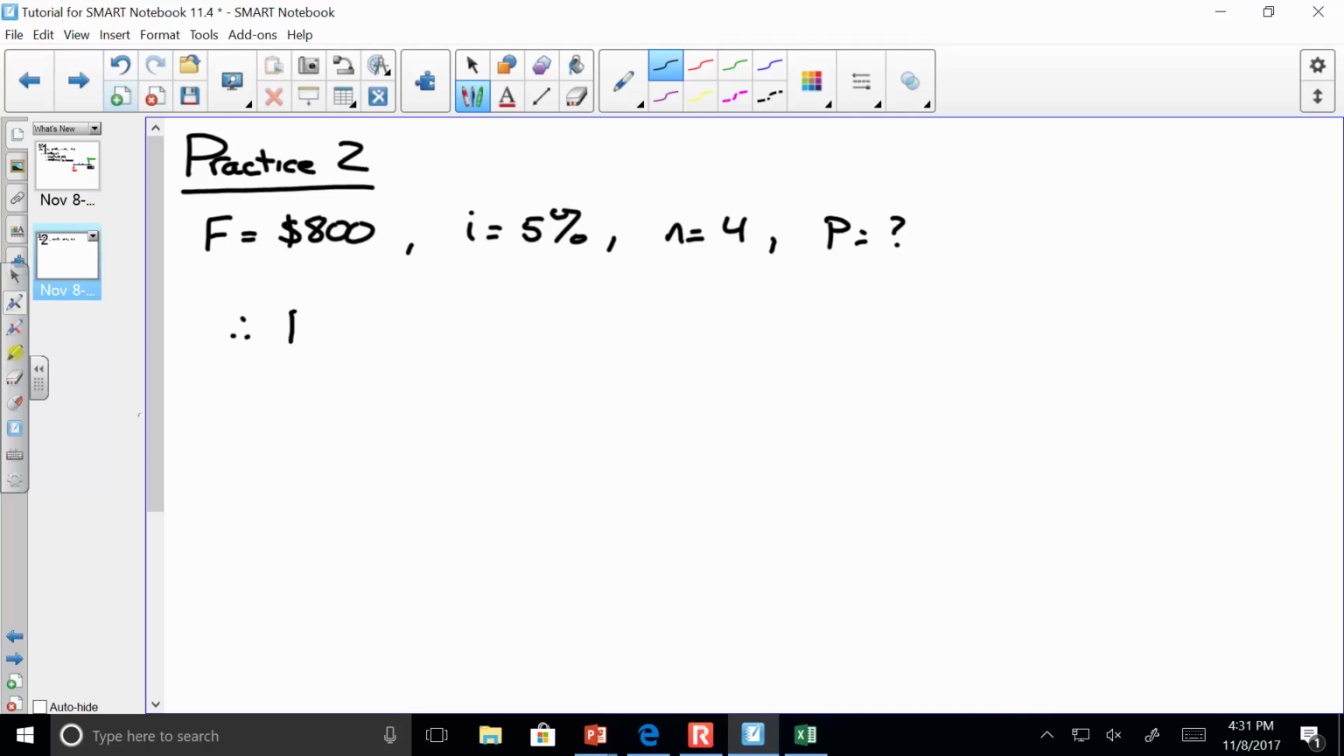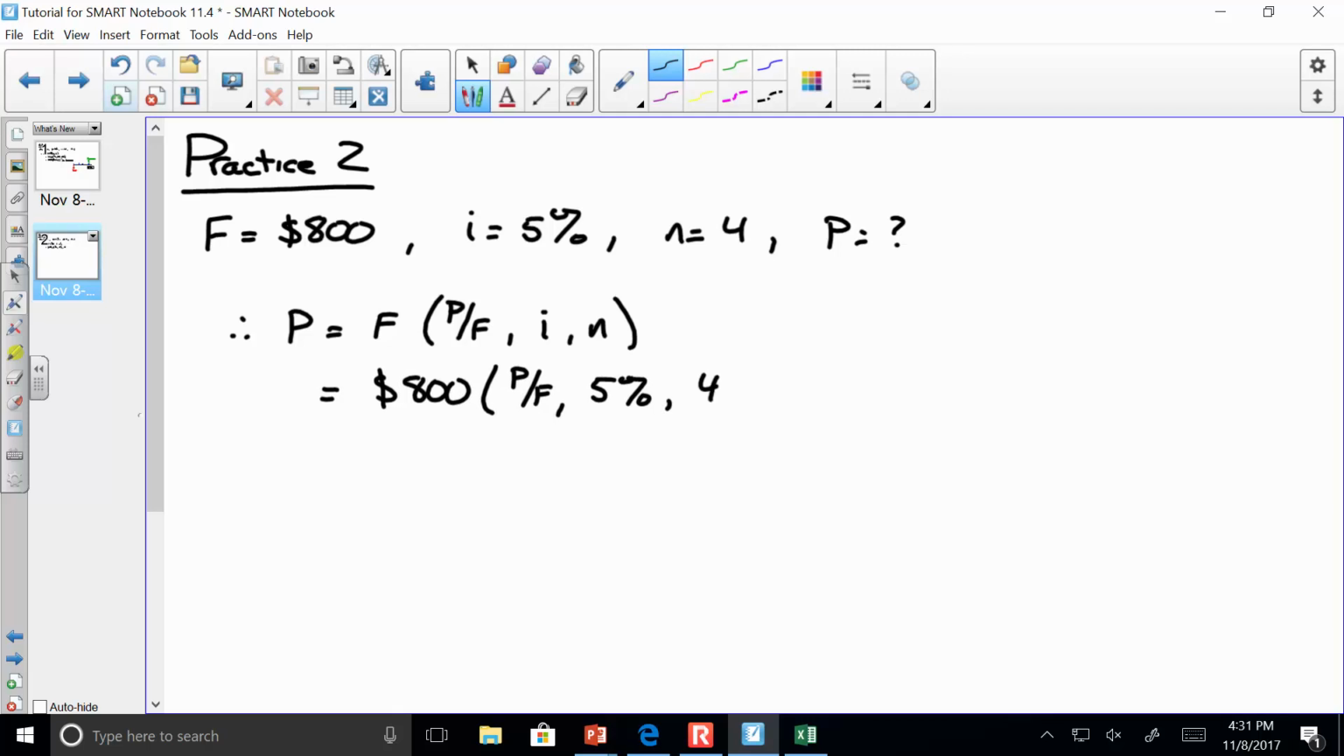So our present value is going to be our future value multiplied by the appropriate factor. And you can think F's cancel, so that yields a P. So that is 800 times P over F for 5% for 4 years. And that is 800 times what?